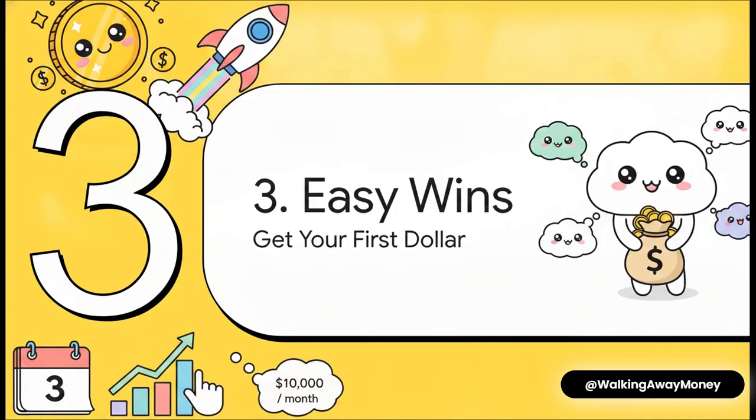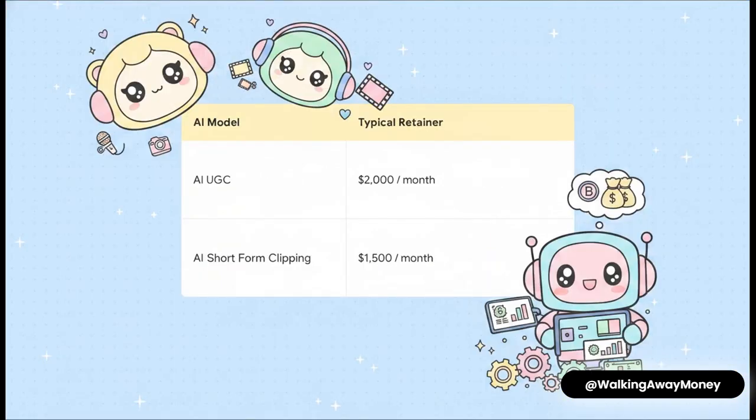All right, part 3, easy wins for beginners or getting your first dollar online. Let's dive right into the easy bucket, which takes under 3 months to launch and can realistically earn you up to 10 grand a month. AI user-generated content, or UGC, and AI short-form clipping are absolutely incredible ways to get your foot in the door. It is wild what AI tools like Opus Clip or Higgsfield can do right now to deliver top-tier content for brands, even if you have 0 prior editing experience.